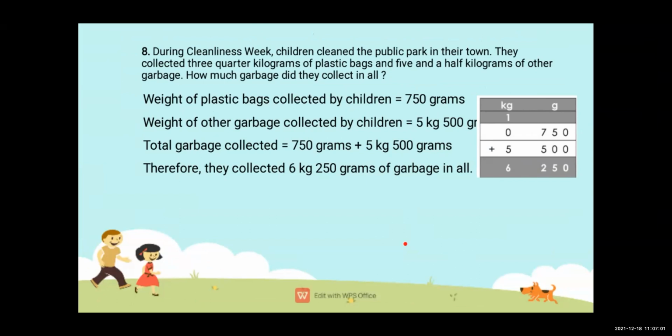See here what is given? 3/4 kilogram of plastic bag and 5.5 kilogram of other garbage. Other garbage, how much? 5.5 kilogram. Now, how much garbage did they collect in all? As we see "in all", that means it is an addition sum. But here, what is given? Here, quarter, half is given.